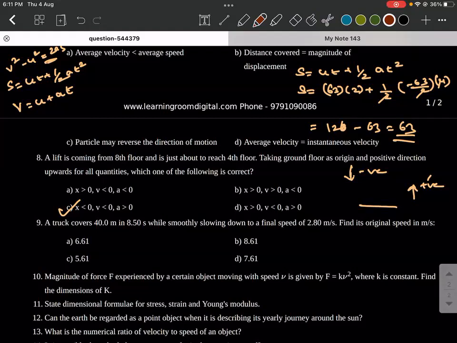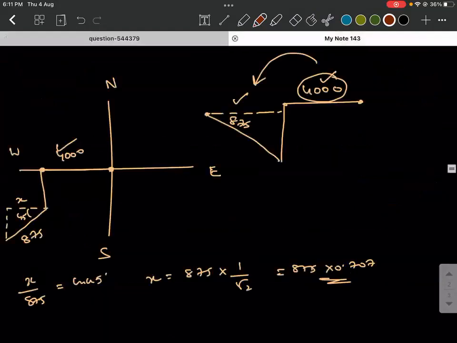So you need to apply two formulas. What are they? First, V is equal to U plus AT, because they have given the final velocity and they have given you the time. So you first collect the data.